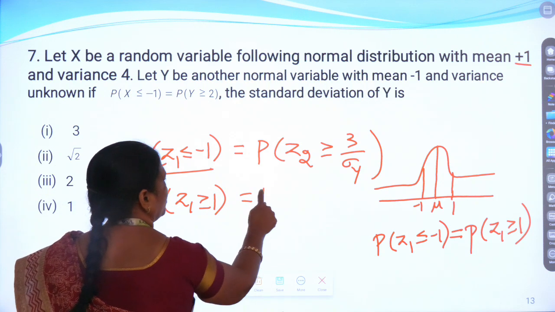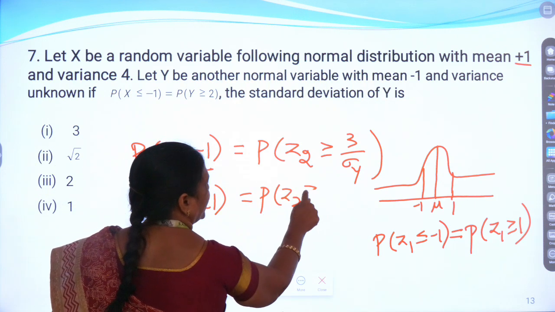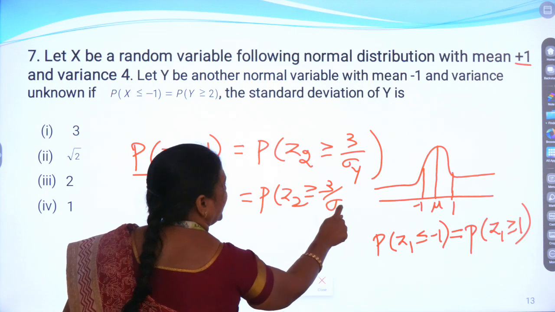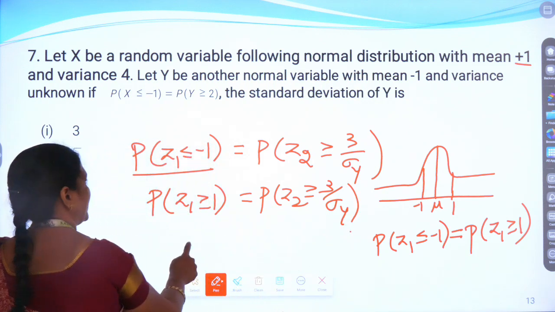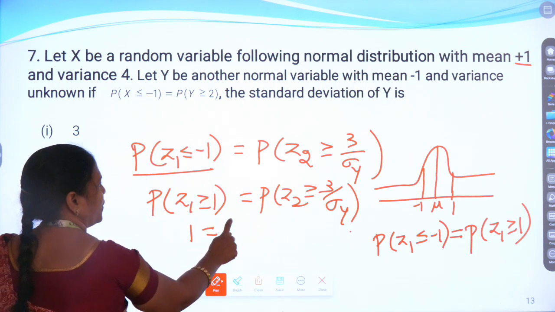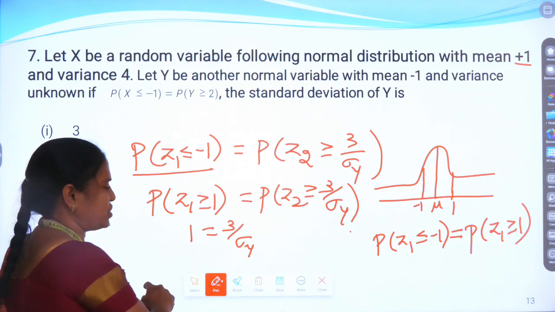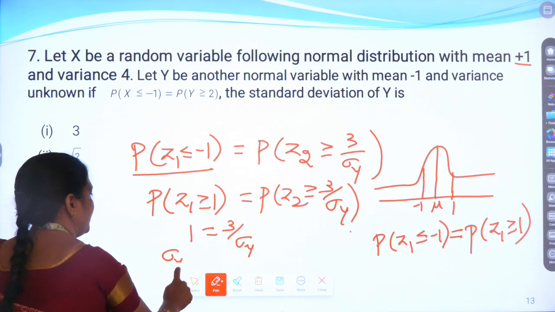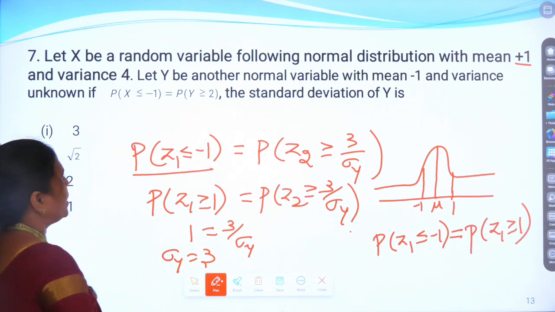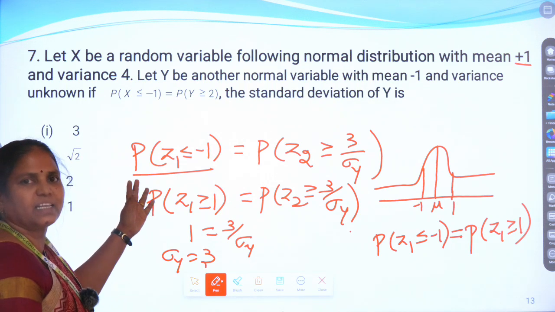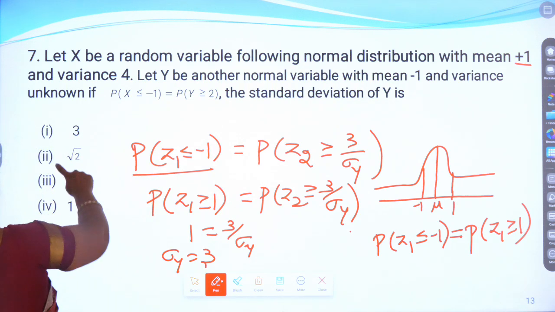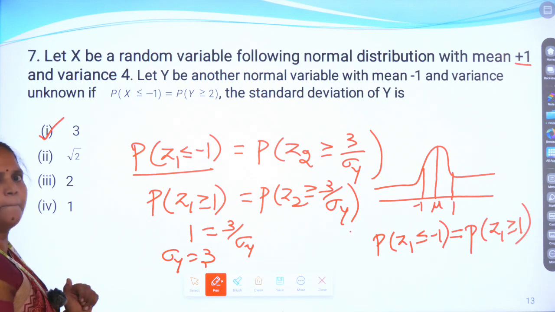Which is equal to probability of z2 greater than or equal to 3 by sigma y. Now we are going to compare these two. 1 is equal to 3 by sigma y, where sigma y is the standard deviation of y. So the standard deviation of y is 3. In this problem we had to calculate the standard deviation of y. So the right answer is option 1.